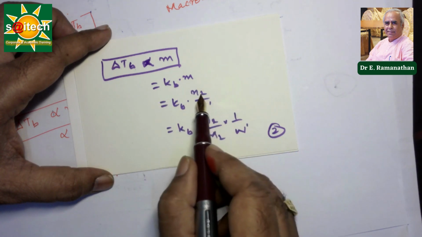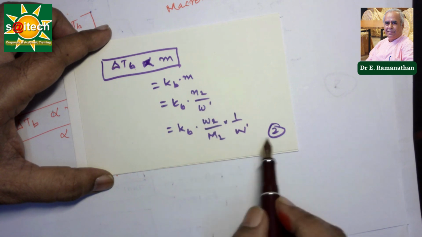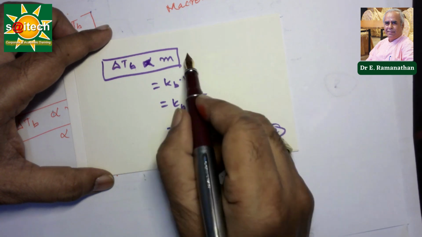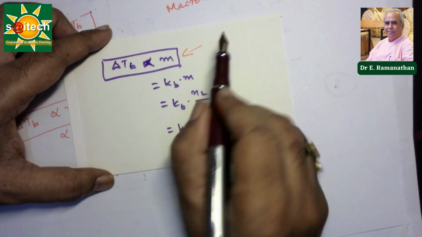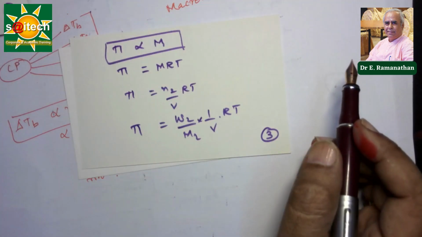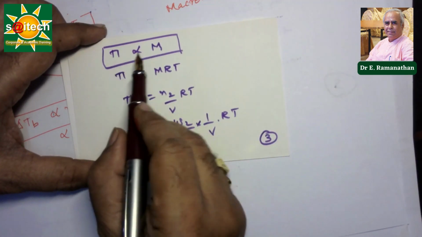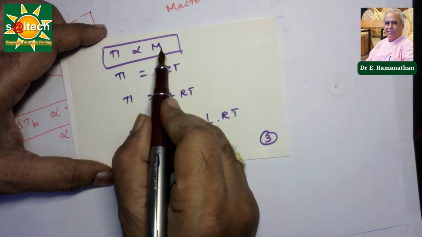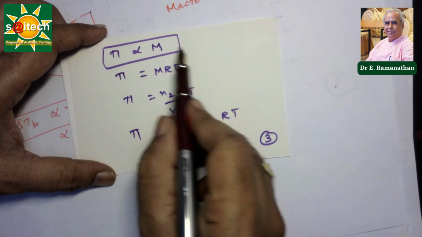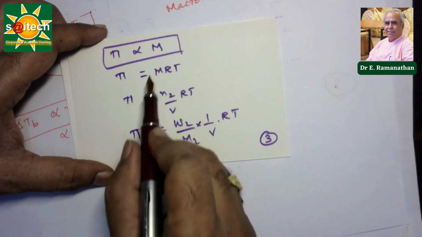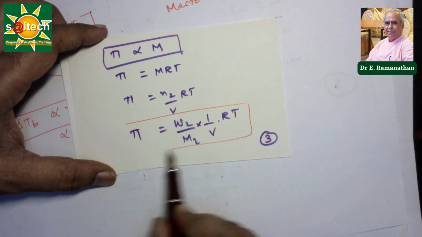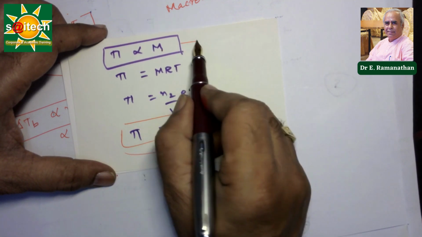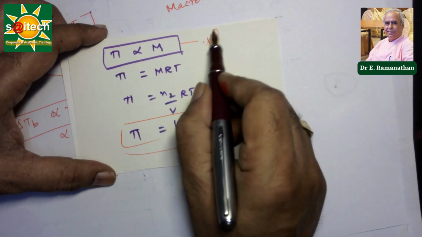And M is nothing but N2 by W1. So once again we can expand it, but I want to insist on this formula. This is very important. Now pi, here it is proportional to capital M, that we have already explained. So when it is expanded, we are able to get this equation. My point of view is this one is very important.